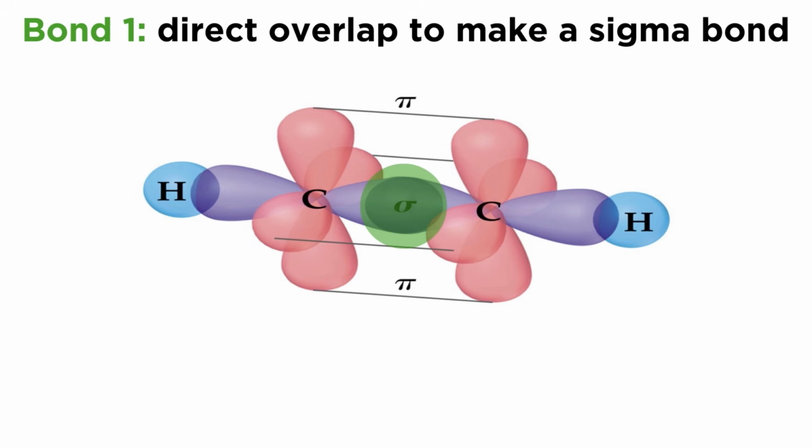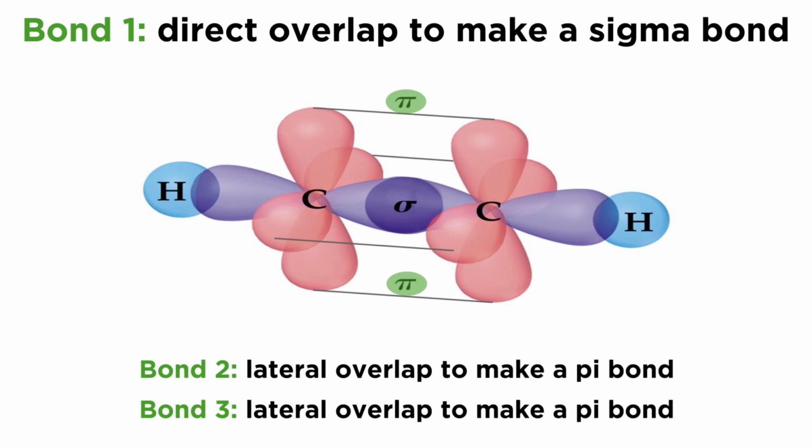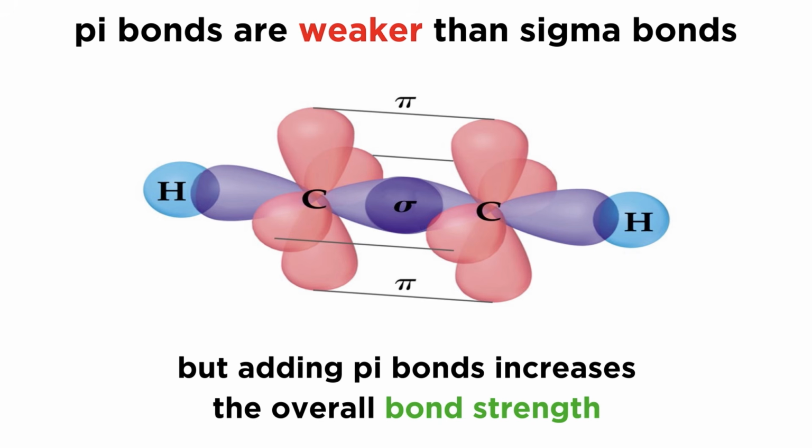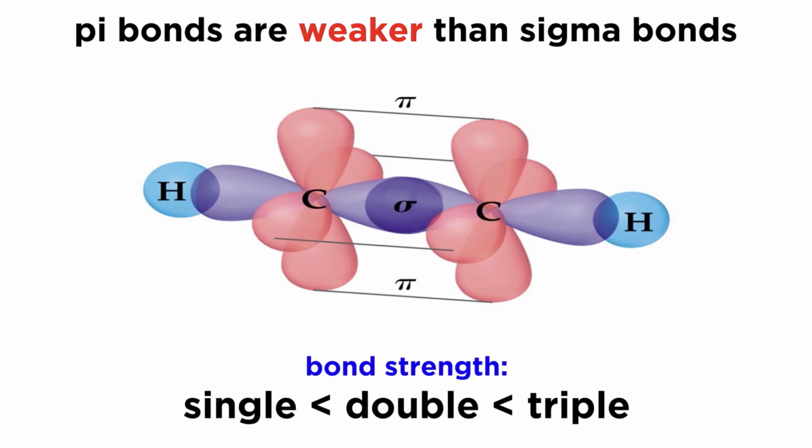So to summarize, the first bond between 2 atoms will always involve direct orbital overlap to make a sigma bond, and then additional bonds can form if p orbitals participate in lateral overlap, making pi bonds. A pi bond is typically weaker than a sigma bond since there is less orbital overlap than the direct overlap of a sigma bond, but adding pi bonds to a sigma bond will increase the overall bond strength, so a double bond is stronger than a single bond, and a triple bond is stronger still.